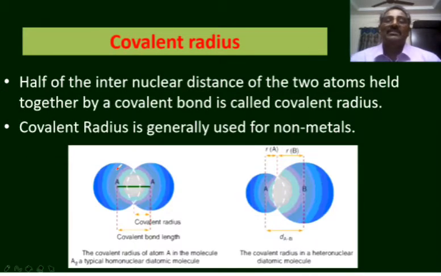Next, covalent radius. This is mainly used for the elements which form the covalent compounds.